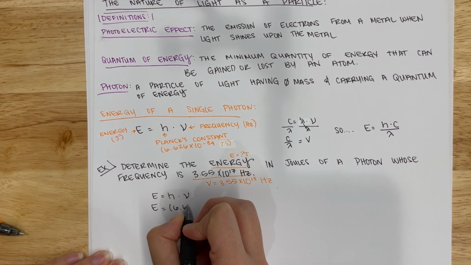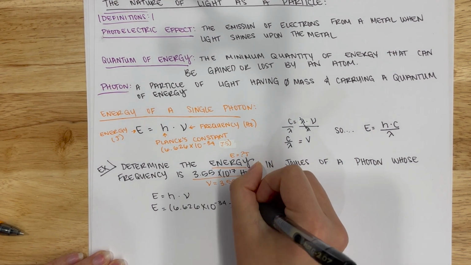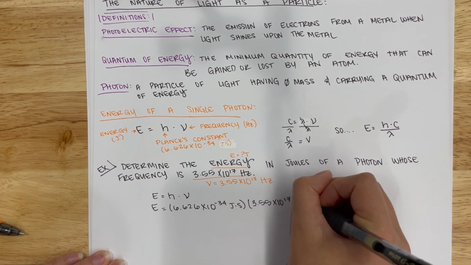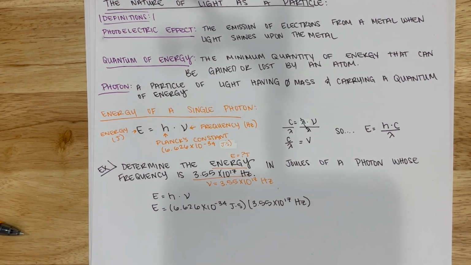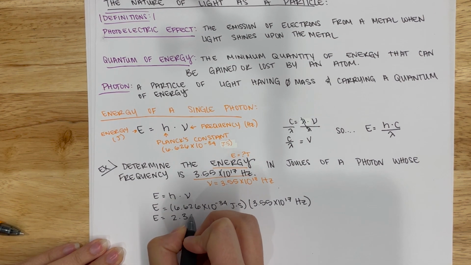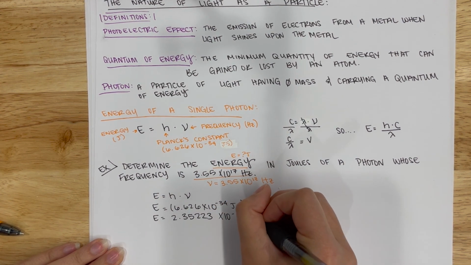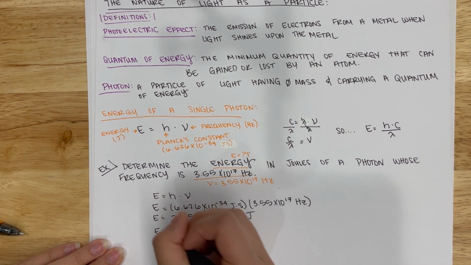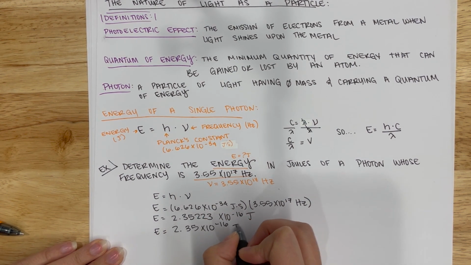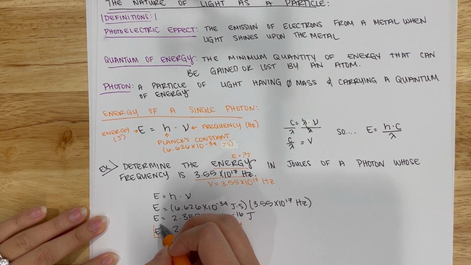So we can plug in Planck's constant. We're going to multiply that by our frequency. So go ahead and plug that into a calculator, and once you do that, you should get a value of 2.35223 times 10 to the negative 16th joules. If you sig fig that, you should get 2.35 times 10 to the negative 16 joules. And that is your final answer.